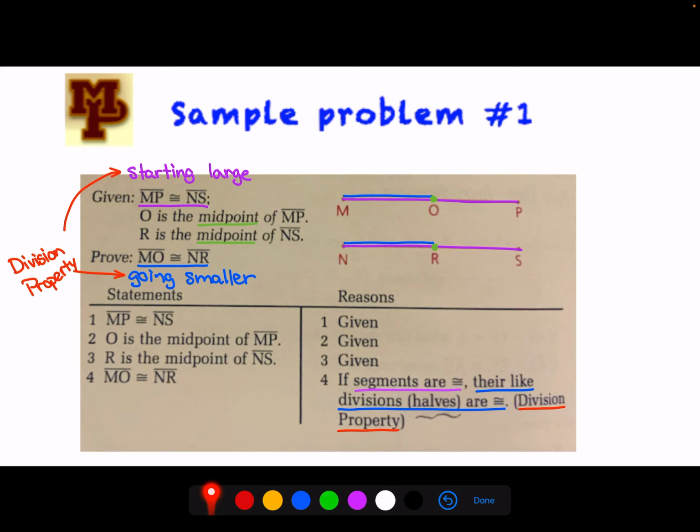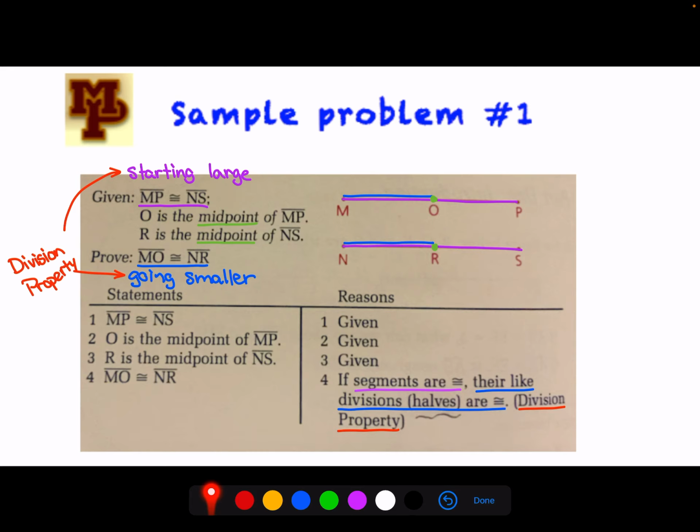So, to start this proof, MP is congruent to NS, O is the midpoint of MP, and R is the midpoint of NS. That's all given. Those are my 3 reasons. So, from there, my 4th statement is going to be what we're trying to prove. So, MO is congruent to NR. And our reasoning for this, you can write the conditional statement as if segments are congruent, then their divisions are congruent. Or, much easier, you can just write by the division property. And that's what I'd prefer that you guys do. Write division property rather than the conditional for this. It'll save you a lot of time.